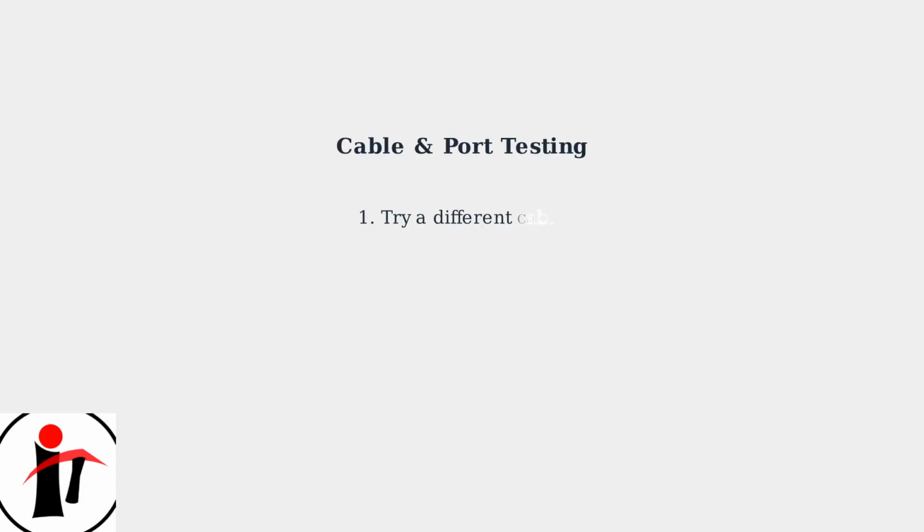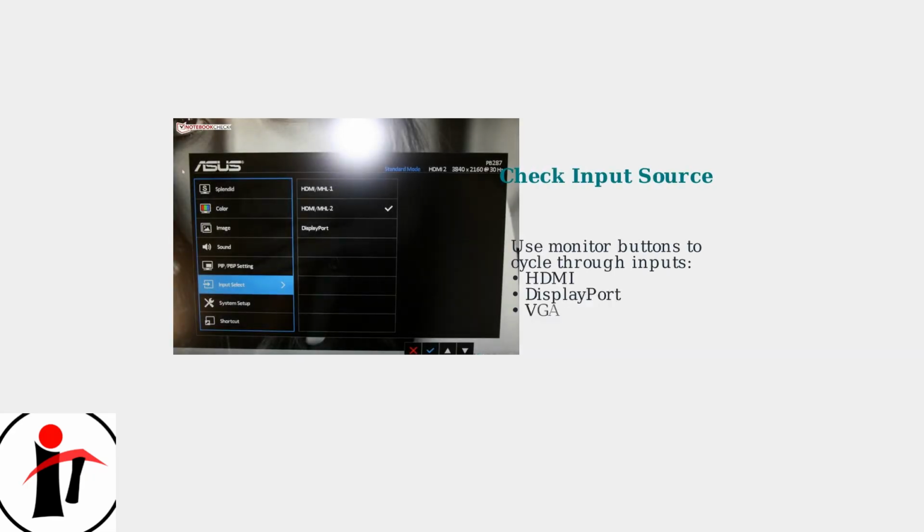Test with known good cables and try different ports on both your monitor and computer. This helps determine if the issue is with a specific cable or port. Verify that the correct input source is selected on your monitor. Many monitors have multiple inputs, and the wrong selection is a frequent oversight.